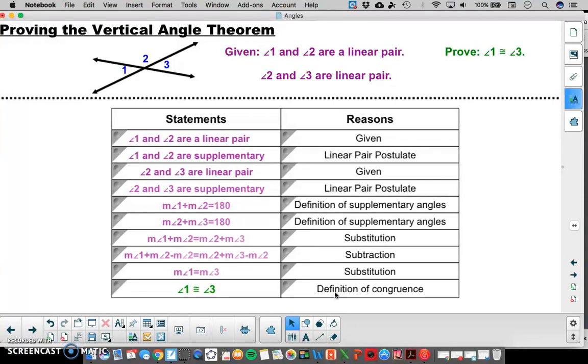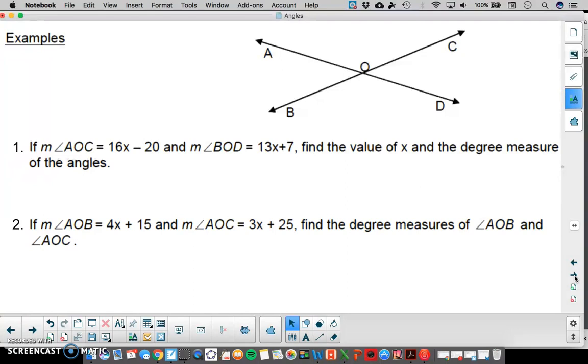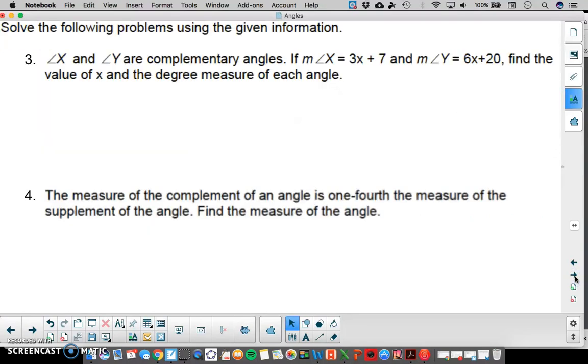So what we've done here in this two-column proof is proven what the vertical angle theorem shows, that because angles 1 and 3 are vertical angles, they have to be congruent. This is a proof for that theorem. Remember, the difference between a theorem and a postulate is that a theorem has to be proven. Next, I have some examples. I want you guys to read through these, draw the pictures, and work them. And then here's 3 and 4.